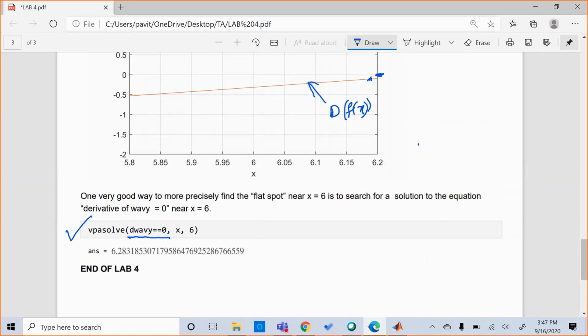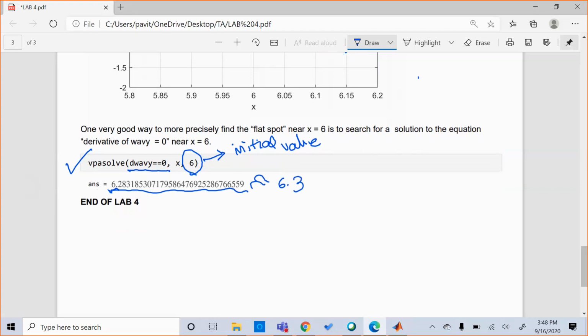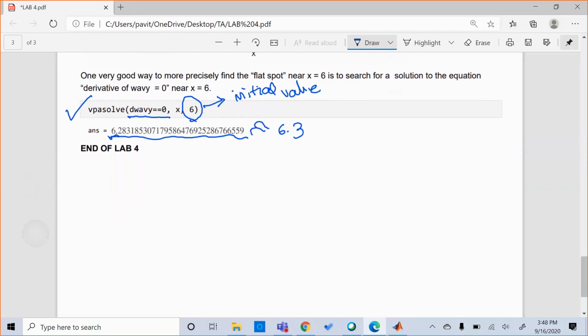Find the x value at which it is 0 and I know my point is very close to 6. So this is my initial value. Or I can see the closest value to find the exact point. And you get this. So you can see that the derivative is 0 at this point, which is roughly 6.3. Right? That is how you find the value of the flat spot. Got it? This is your end of lab 4.